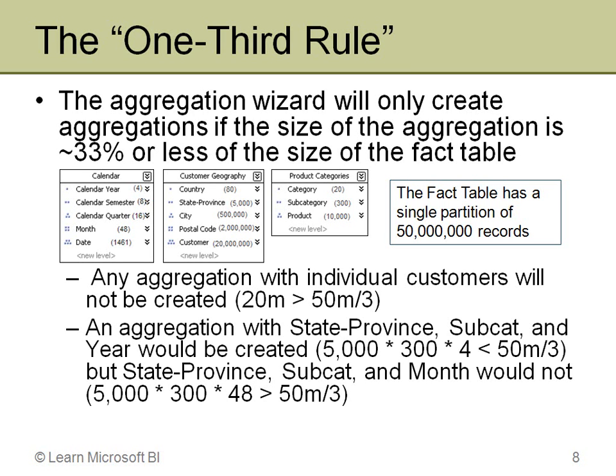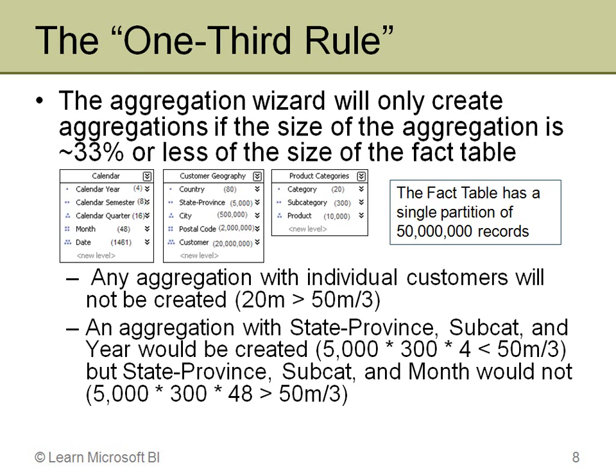On the other hand, if you just make one minor change to that, you go from the year down to the month level, you've multiplied by 12, so you've gone to 72 million. And of course, that's greater than the size of the fact table. This is just calculating the possible combinations here. But you can see that in that case, that aggregation would not be created.